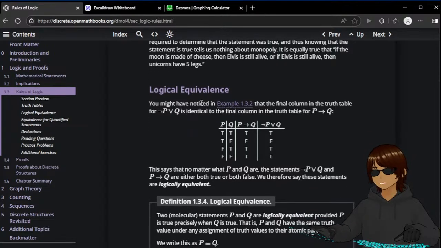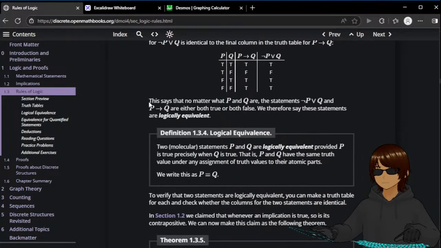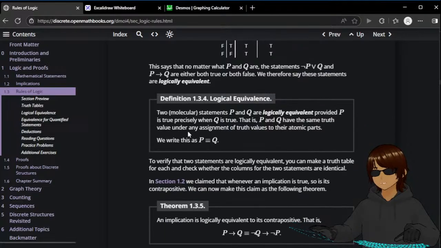Logical equivalence. You might have noticed in example 1.3.2 that the final column in the truth table for not P or Q is identical to the final column in the truth table for P implies Q. So true, false, true, true in both cases. This says that no matter what P and Q are, the statements not P or Q and P implies Q are either both true or both false. We therefore say these statements are logically equivalent, and we write this as P, three lines, and then Q.